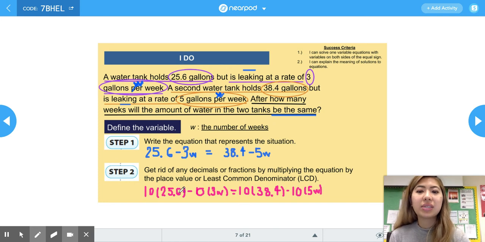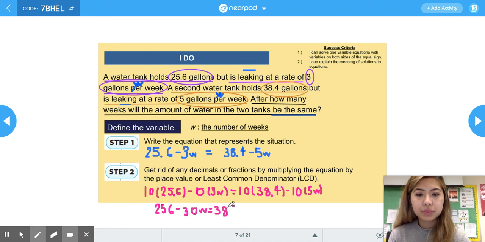Ten times 25.6. Again, we're moving the decimal point one place to the right, so that makes 256. Then we have 10 times 3w, but it's negative 10 times 3w, so we're going to keep the minus sign, which makes 30w. 10 times 38.4 gives us 384. Then we have 10 times 5w. Again, it's negative 10 times 5w, so I'm going to keep the minus, and that's 50w.